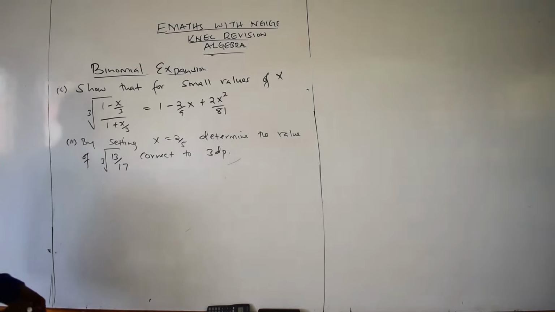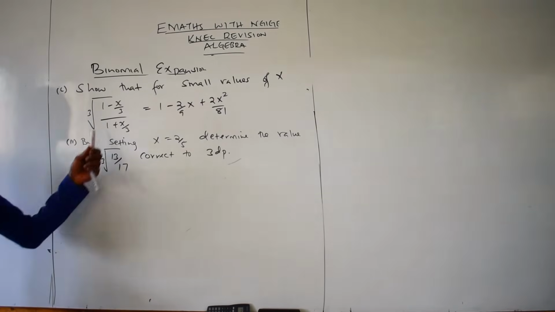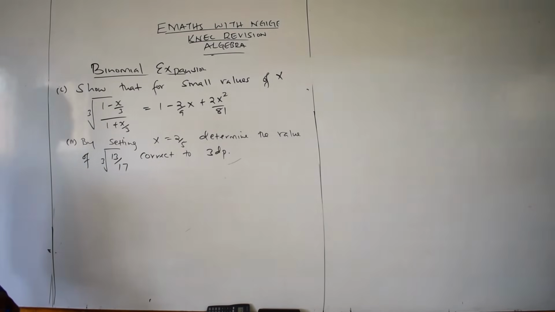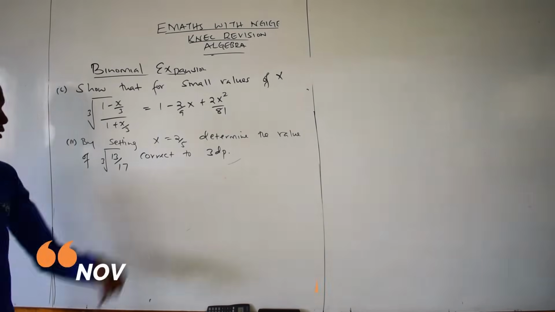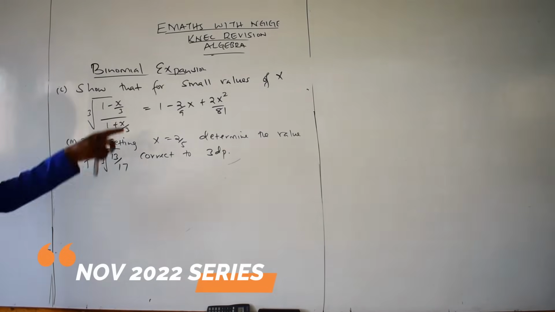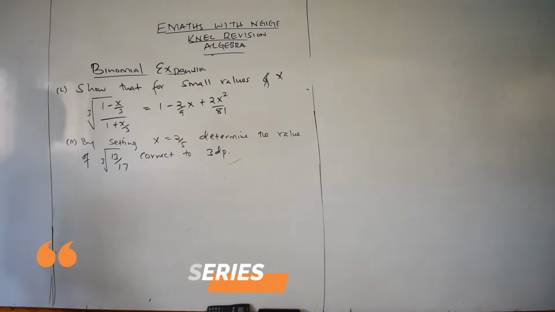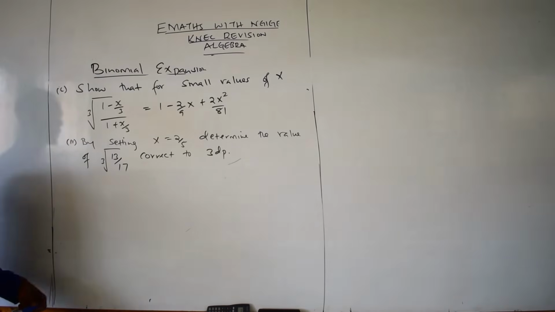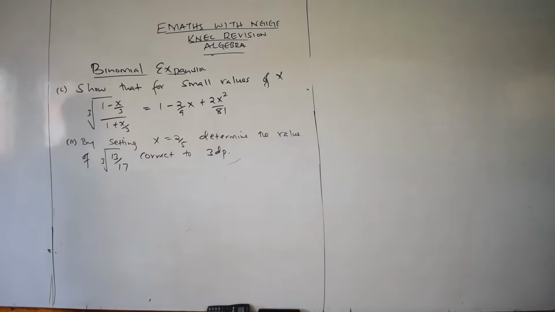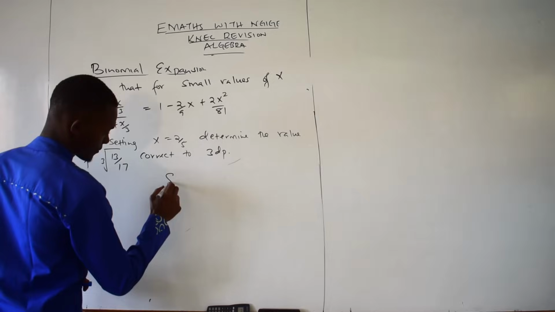So we have this example here: show that for small values of x, the cube root of (1 minus x over 3) over (1 plus x over 3) is given by that expansion. Then by setting x equals 2 over 5, determine the value of the cube root of 13 over 17 correct to 3 decimal places. So, solution.